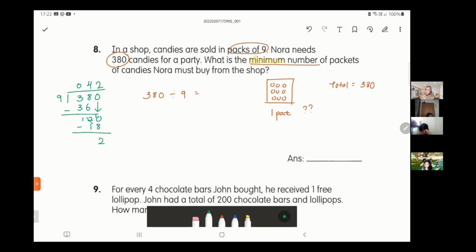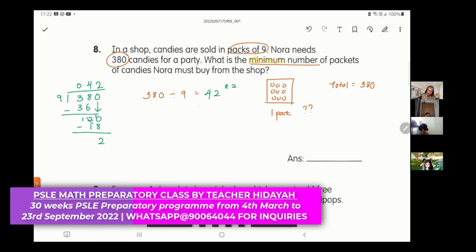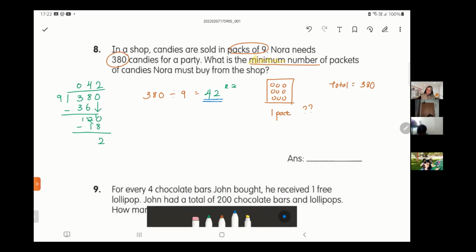All right, so what is the minimum number of packets? So you can see 42 remainder 2. If I buy 42 packets, I will not be able to get my 380 because I have a remainder here. So which means I need to buy more. I need to buy one more packet. So 42 plus 1 packet so that I can get the remaining 2 candies. This is 2 candies remaining. This is the 2 here. Okay. So which means I need to buy 43 packets of candies. Okay.